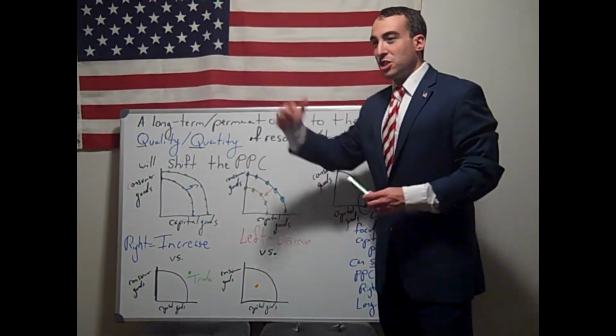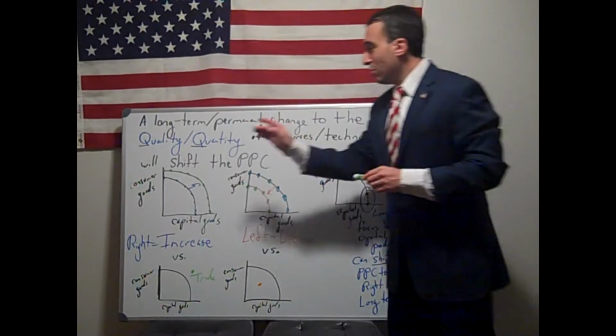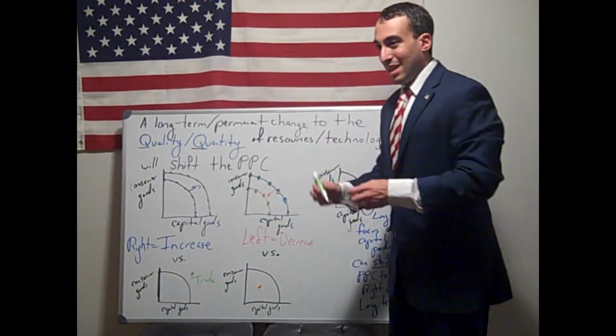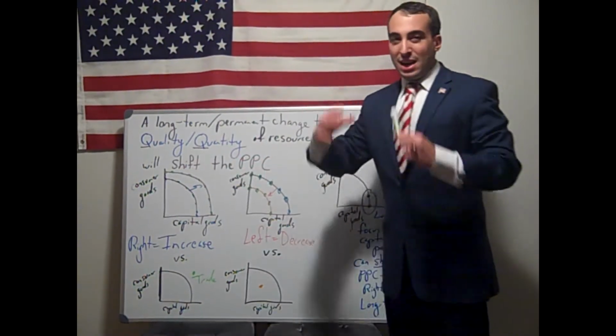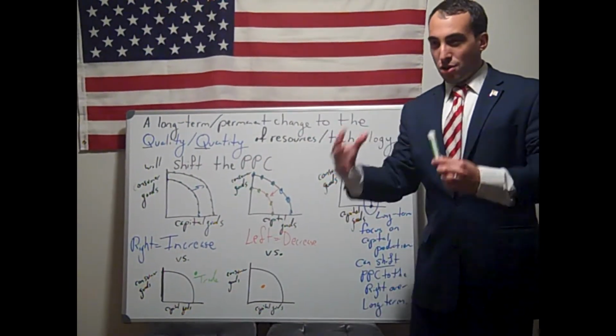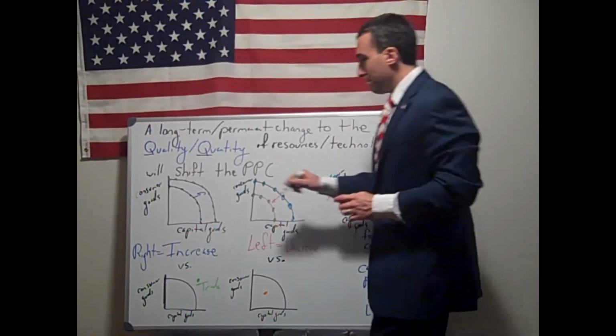A rightward shift of the curve shows growth, and very importantly, you must always draw the arrow. The arrow indicates that an economic change is occurring. When you graph it out, you must draw the arrow.